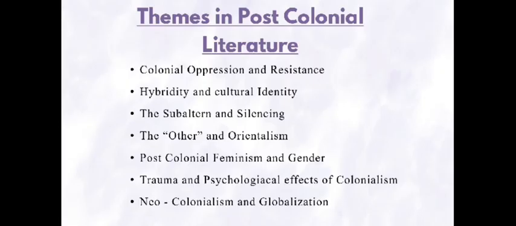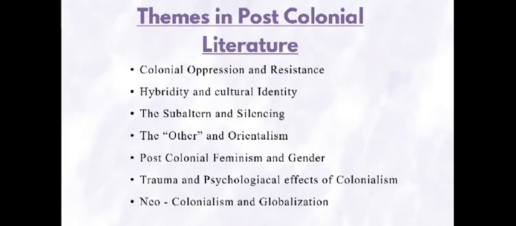Again, various themes in post-colonial literature explore the effects of colonialism and its aftermath, focusing on themes of identity, power, cultural conflict and resistance. Here are some major themes with examples. Colonial oppression and resistance examines the violence, exploitation and oppression under colonial rule, often highlighting resistance and rebellion.